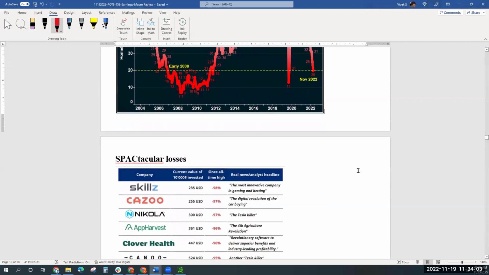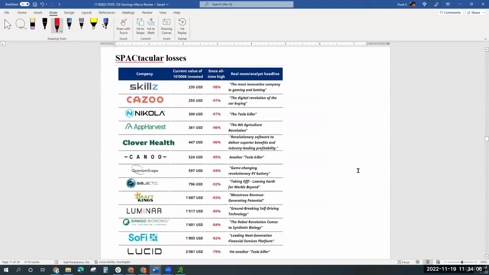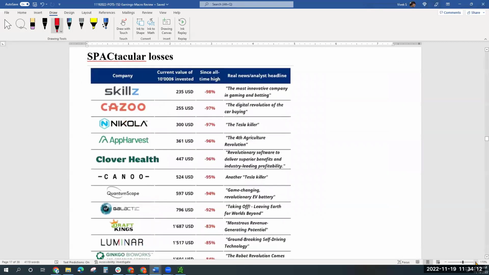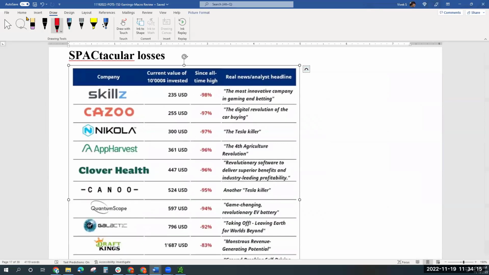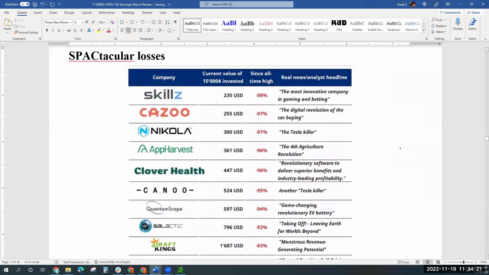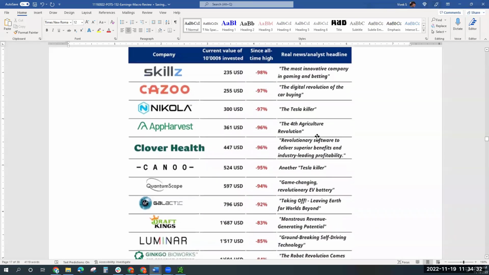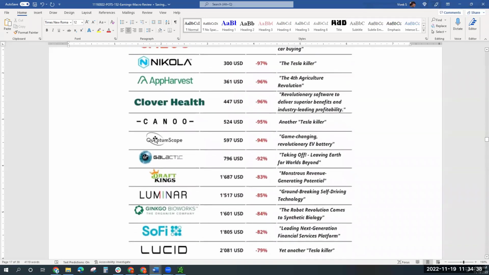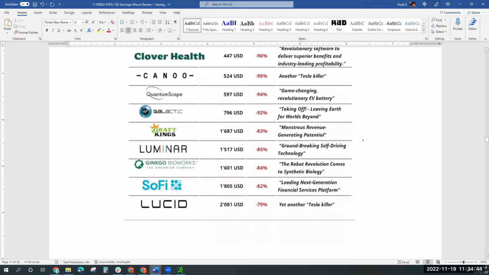Right. A little more to scare you guys is SPACs and their losses. More important is to look at the narratives when these companies come out. That's why it's so important to do your own due diligence and not depend on what CNBC says or what Jim Cramer says or what I say over here. Right? Skillz is down 98%, the most innovative company in gaming and betting. Nikola, the Tesla killer, turned out to be fraud. Canoo, another Tesla killer. QuantumScape is down 94%. It used to be close to $90 a share at some point. I don't know where it is.